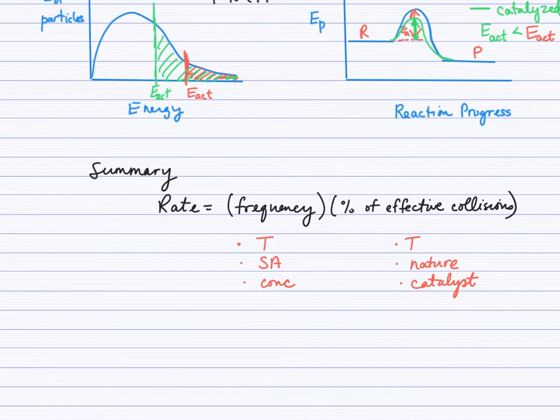So if you look back through the lesson, you'll see that temperature, surface area, and concentration all affect the frequency of collisions. Temperature, the chemical nature of the reactant, and the catalyst all affect the percent of effective collisions.